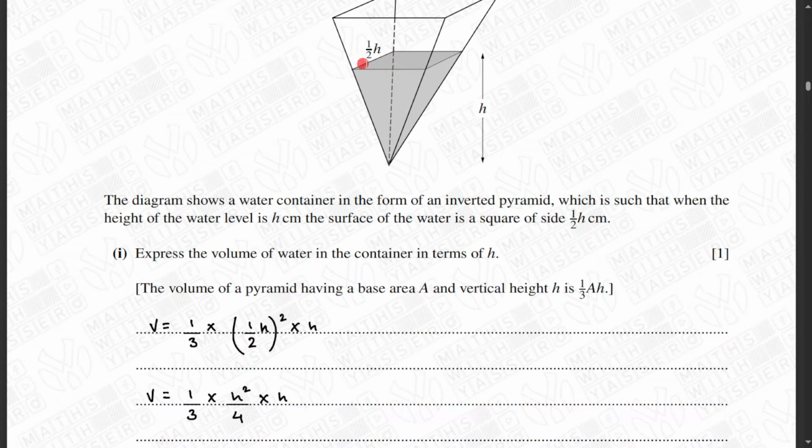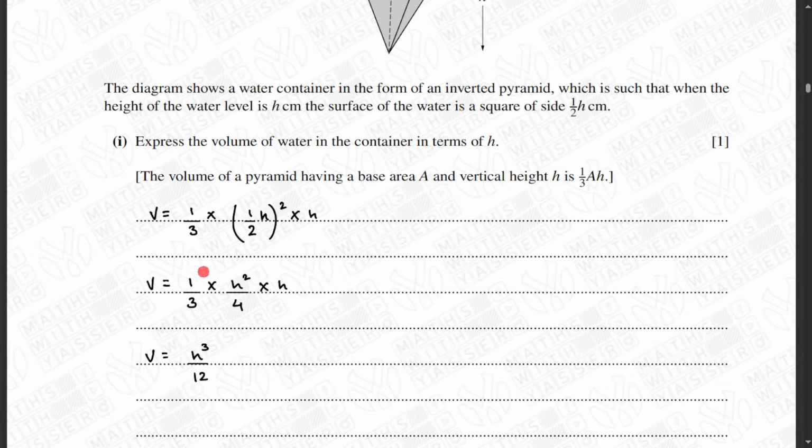Now, as we know that this is a square, that means the base area of this, which is inverted of course, will be (half h) squared. Since this is a square, the area will be (half h) squared. So volume will be 1/3 of (half h) squared times h with the help of this formula. Simplifying this, we get volume equals 1/3 of h squared over 4 times h, which will give us h cubed over 12.